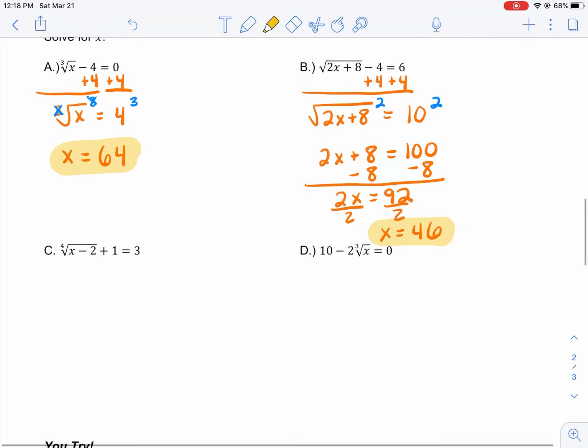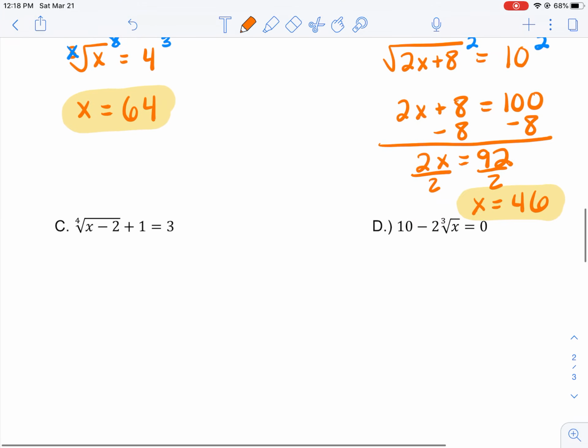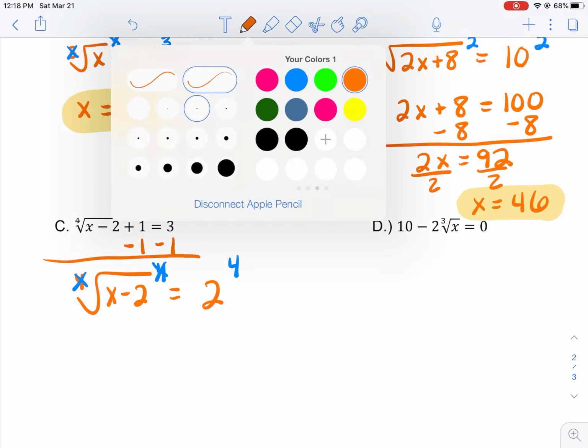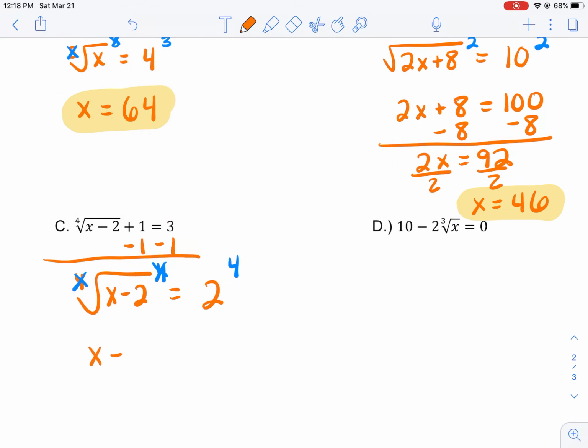All right, let's try a couple more, and then I'll let you try a couple on your own. So the next one, we're going to start by subtracting 1 from both sides. We get the 4th root of x minus 2 equals 2. And then we raise both sides to the 4th power. Again, you can use a calculator, but that 4 is going to cancel out the 4th root. And so I lift the gate. I get x minus 2 equals 2 to the 4th is 16. Add 2, x equals 18.